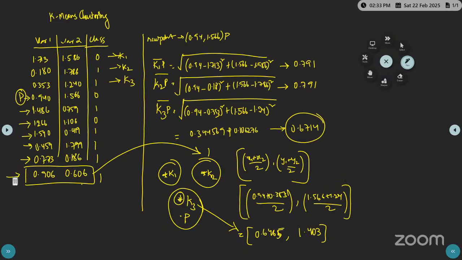So this is how we will be predicting the class using k-means clustering. Is this clear how we did it? Clear? Can I move on from now? Okay.